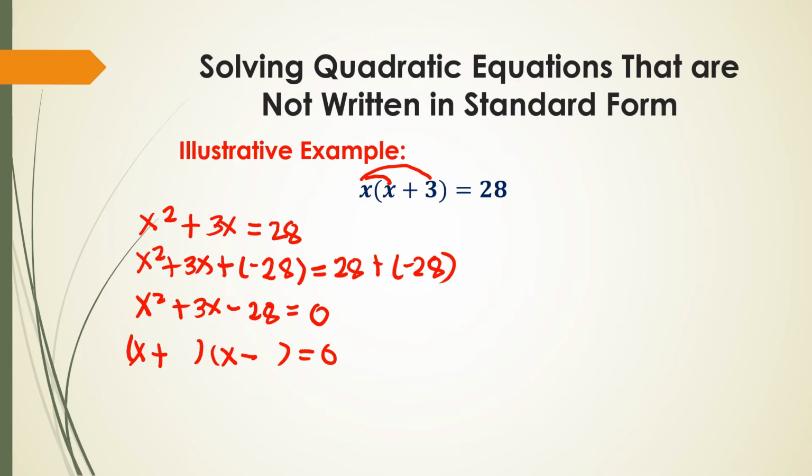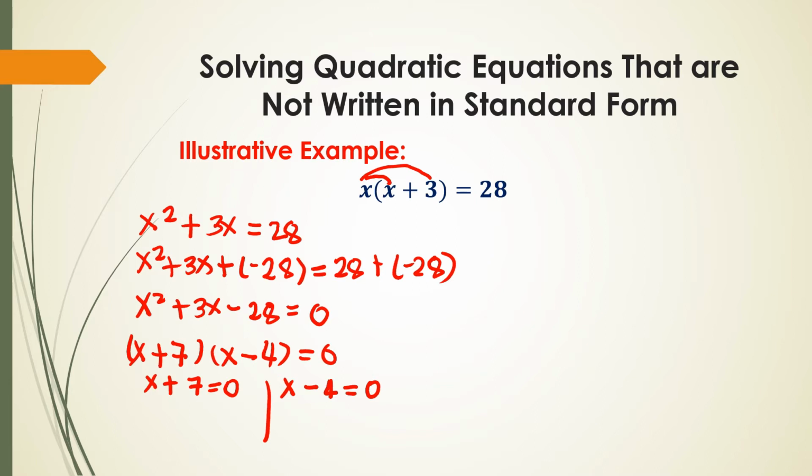So, 7, ilalagay natin sa tabi ni positive kasi susundin natin kung ano yung sign ng ating linear term. So, ang sign ng katabi ni 3x ay positive. So, si 7 ay katabi ng ating plus sign. And then, si 4 katabi ng negative. So, we have here x plus 7 times the quantity x minus 4 is equal to 0. By using the zero product property, we need to equate each factor to 0. So, we have here x plus 7 is equal to 0. x minus 4 is equal to 0.